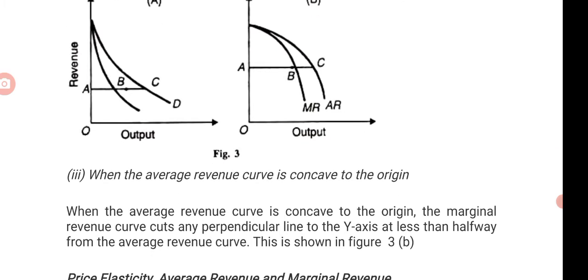In this figure, you have seen that when the average revenue curve is concave to the origin, the marginal revenue curve cuts any perpendicular line to the x-axis at less than halfway from the average revenue curve. This is shown in figure 3b.